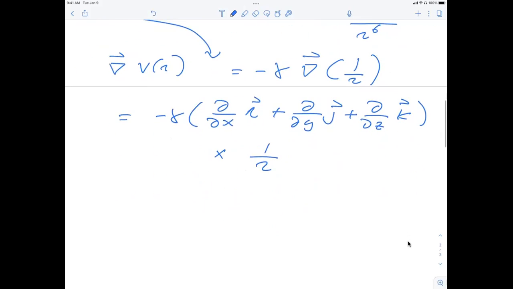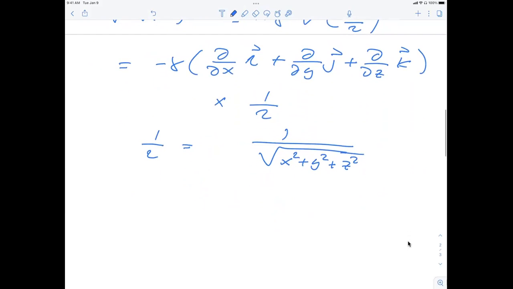And in this specific case, what we have is that 1 over r is just 1 divided by the square root of x squared plus y squared plus z squared, like this. So what we need to do then is to take the derivative d dx. If we look at the x component, we need to take the derivative of this quantity here, of x squared plus y squared plus z squared.